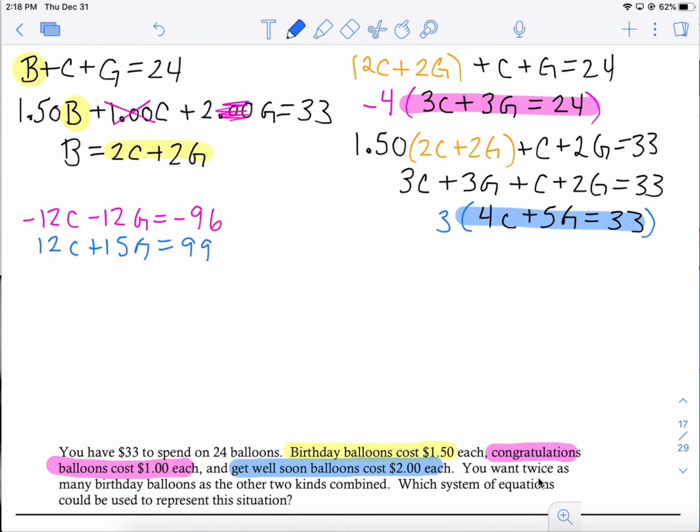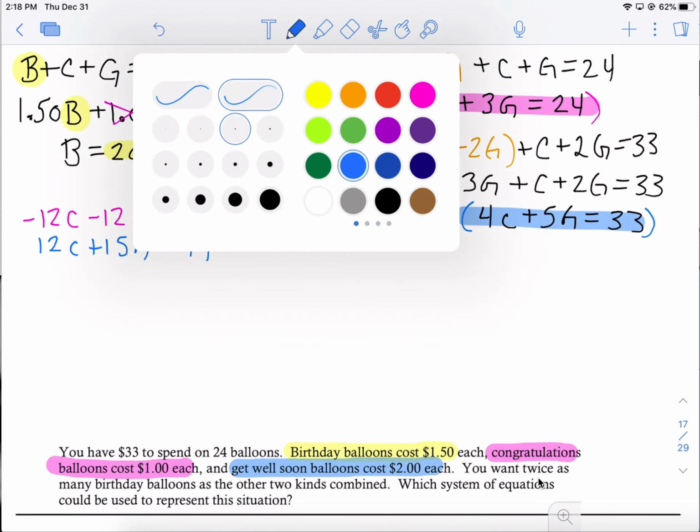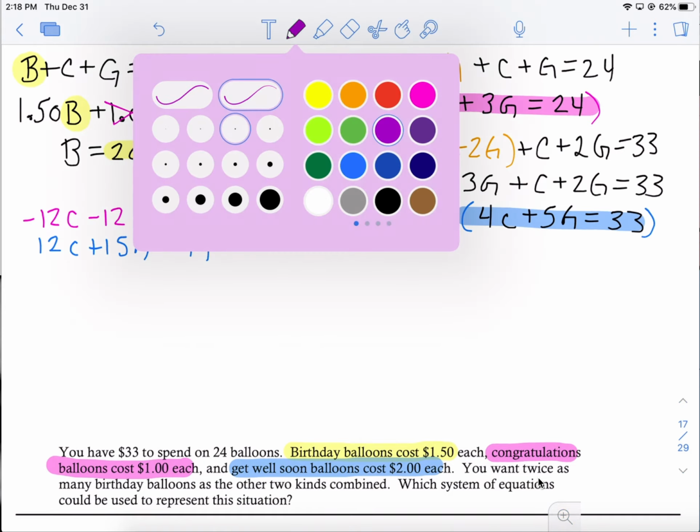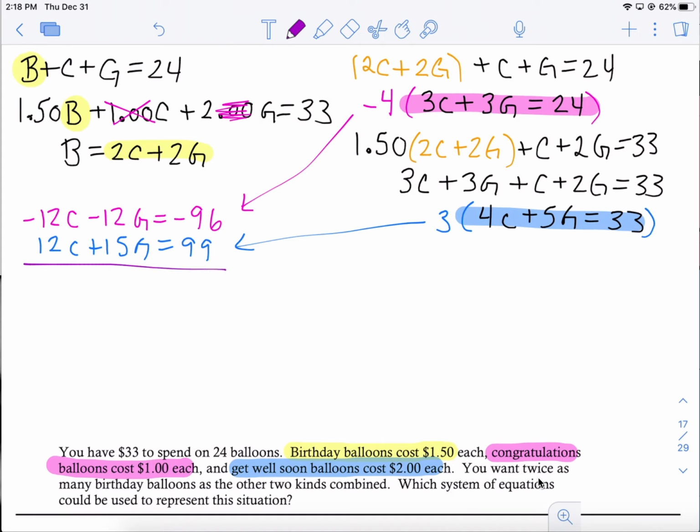I am bringing this blue equation over here, and I'm bringing the pink equation down from here. Okay, pink and blue together make purple, so I'm going to use purple to eliminate the C's. Negative 12 and 15 gives us 3G. Negative 96 and 99 gives us a positive 3. So right now, we have our first variable. That tells me that I have one get well balloon.